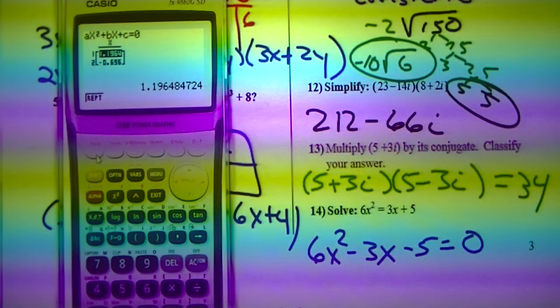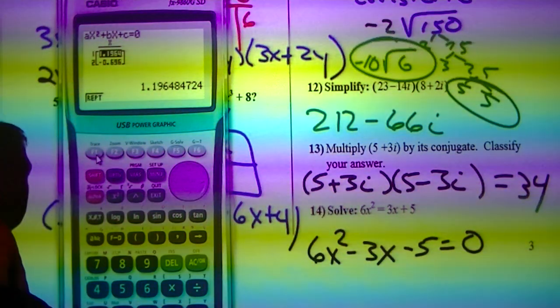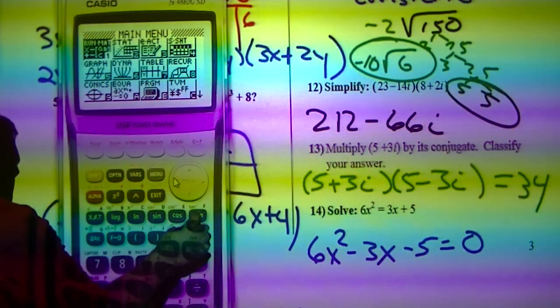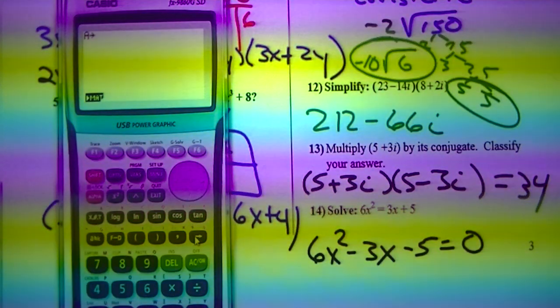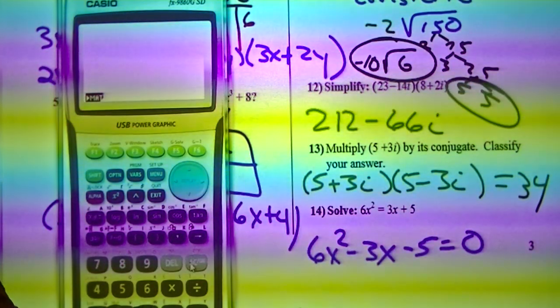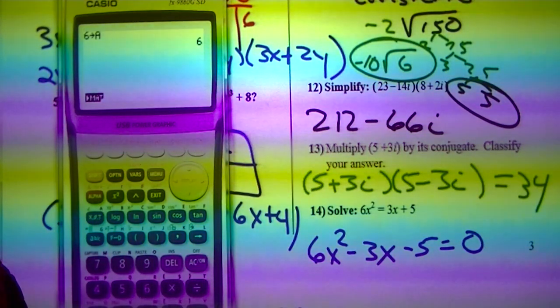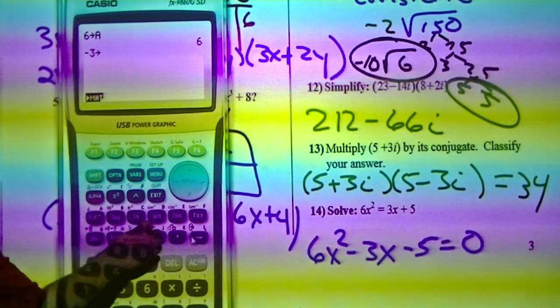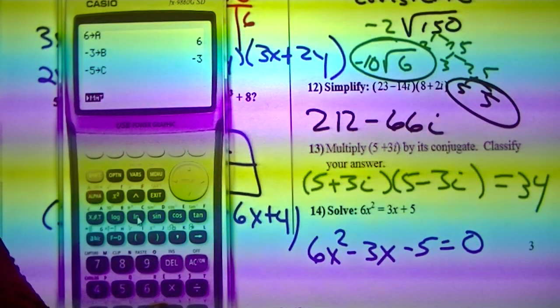Let's see what happens here. Okay, so this is a nasty one. Now, we're going to probably want to reduce this using the quadratic formula. So I'm going to go back. I'm going to put in my A, B, and C. So alpha A is going to be 6. Actually, I'm sorry, I should have done that backwards. 6 is going to be alpha A. So arrow, alpha A, enter. Negative 3 is going to be alpha B, enter. And negative 5 is going to be alpha C, enter.